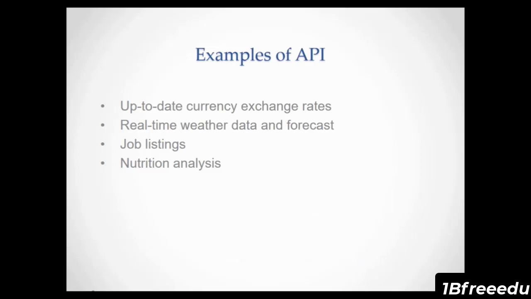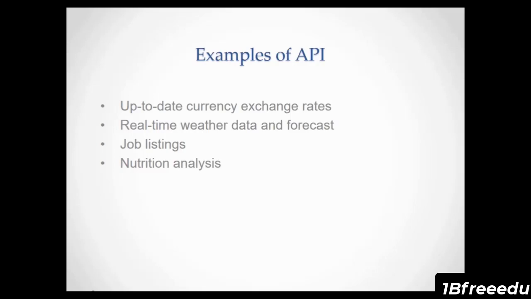For example, we are using API for any constantly changing data. Just for example, the currency exchange rates. You might think currency exchange rates will not change day to day, but they change second to second, because the people in trading perform the trades by using the exchange rates. Then real-time weather data and forecast. As usual, it is going to change every day, every hour.